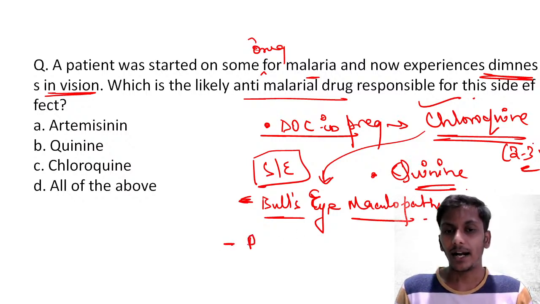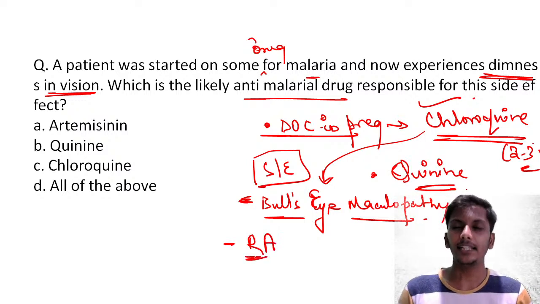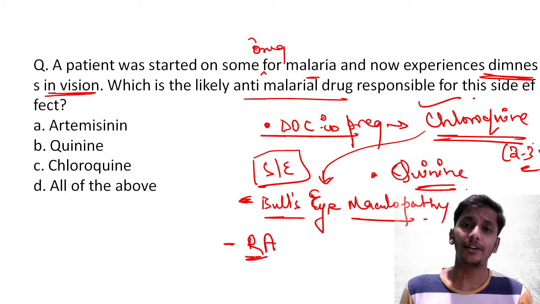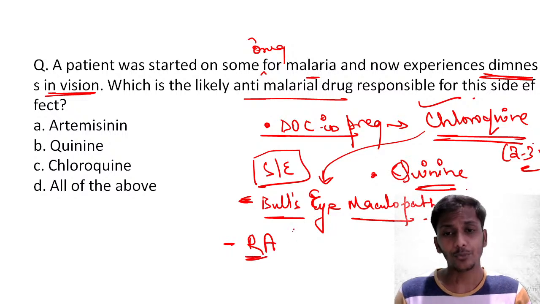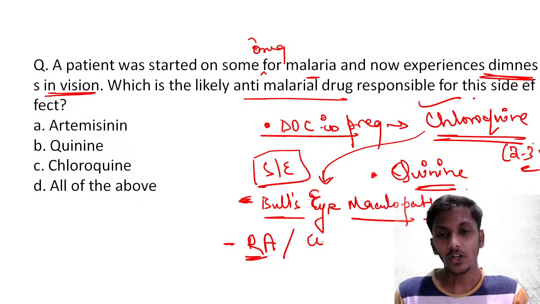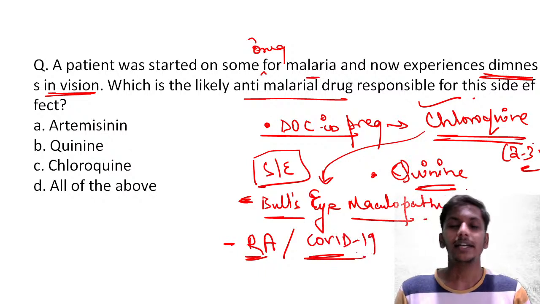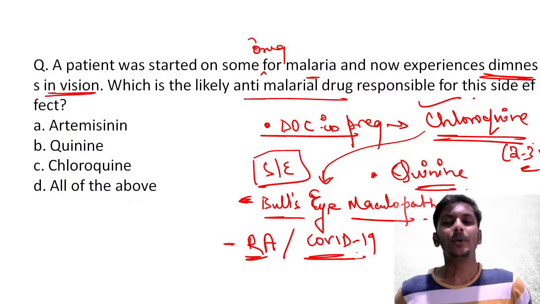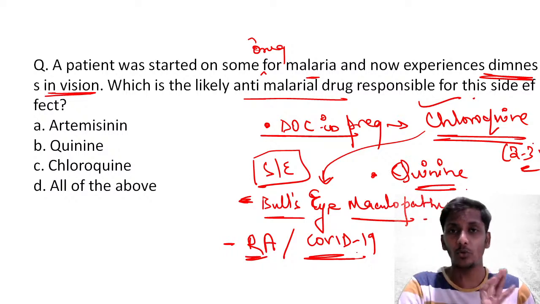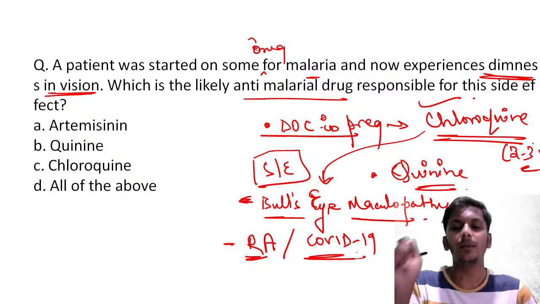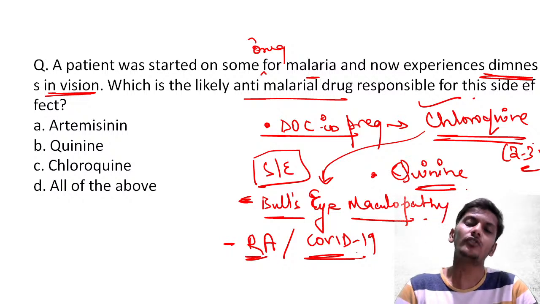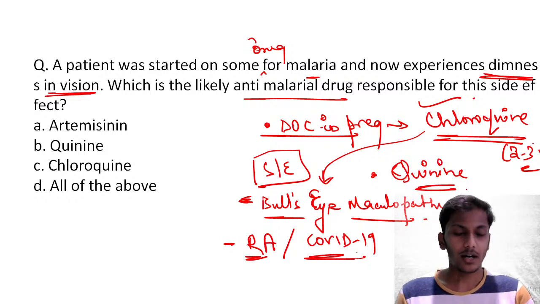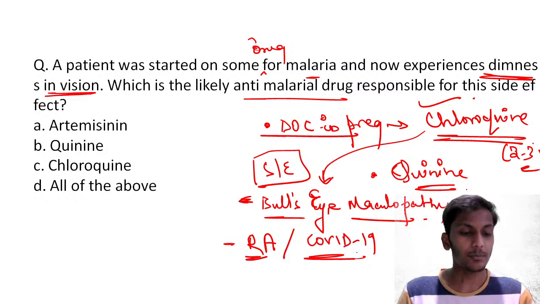Chloroquine is also a DMARD. What is a DMARD? A disease-modifying anti-rheumatoid drug, used in cases of rheumatoid arthritis. And one more important point, chloroquine or hydroxychloroquine was also used in COVID-19. India was the largest exporter, right? In COVID-19 it was used as a prophylactic measure. It was not used for treatment. Remove it from your mind if you thought we were using it for treatment. We were using hydroxychloroquine and chloroquine for prophylaxis of COVID-19. Please remember this is important.